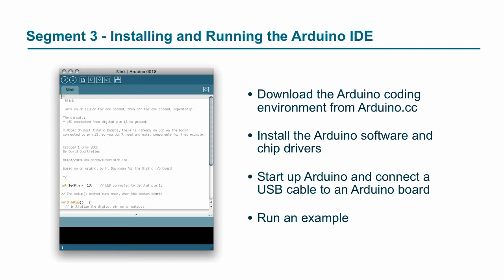You go to arduino.cc, you download the environment for your operating system. You install the Arduino software. You'll also need to install some drivers, which is actually pretty simplified and streamlined as well. And then we'll start up the Arduino, connect a USB cable between the Arduino board and the computer, and then run an example.